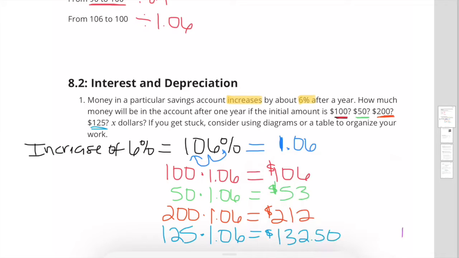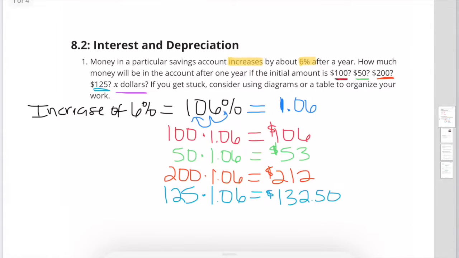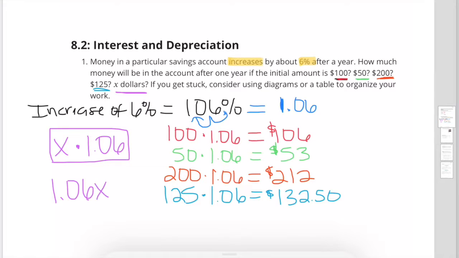So what about for X amount of dollars? For any amount of dollars, how would I determine the amount of money after 1 year? It'd be the same thing. My amount of dollars times 1.06 would tell me for X dollars. So one way to simplify that would be 1.06 times X.